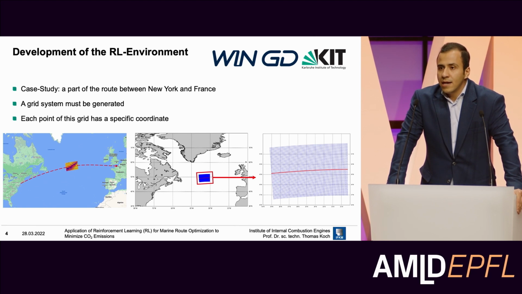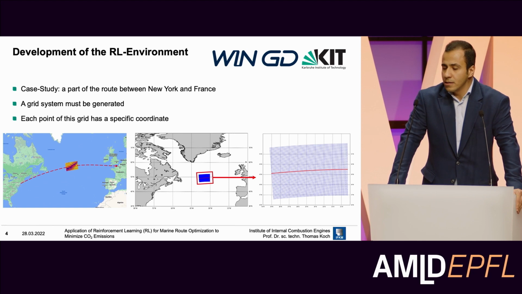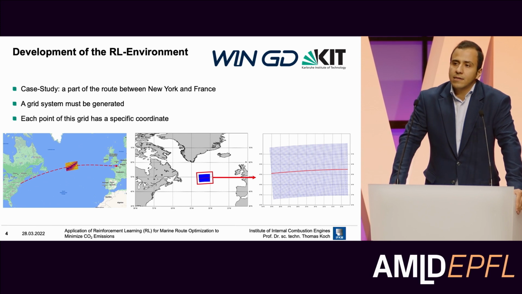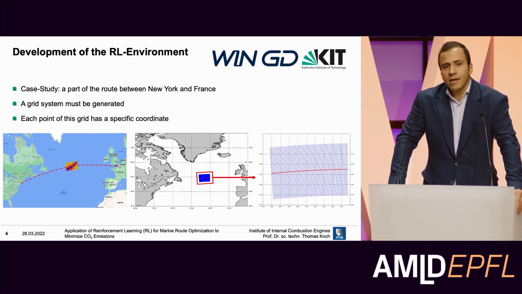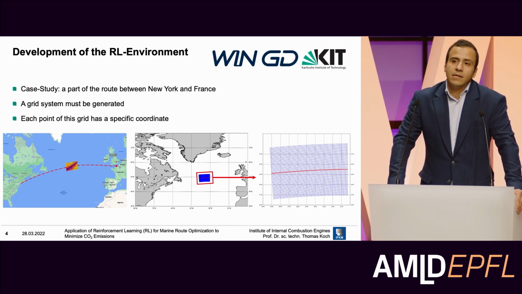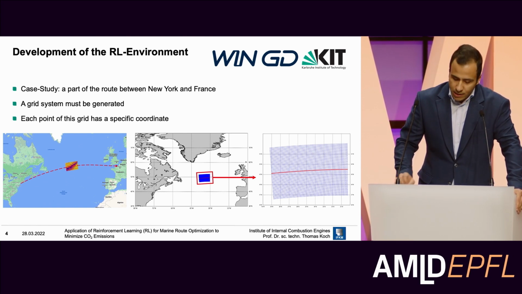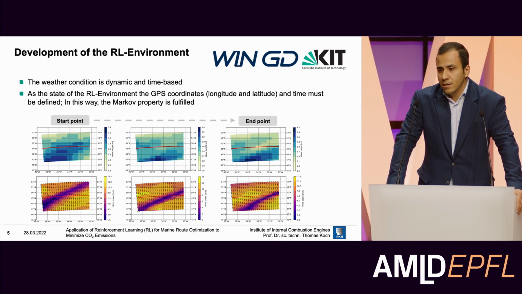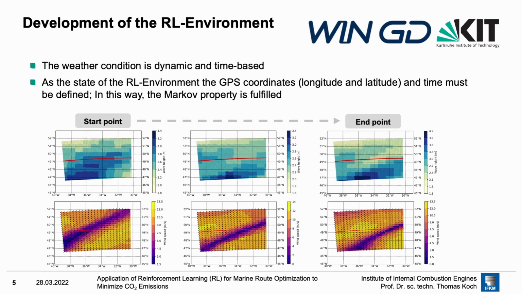And for the analyzed route, we had to generate the grid system that you can see in the pictures below. The grid system means that each point has specific GPS coordinates, and we also had to call the weather data through an API from the database. The weather data is also time-based and dynamic, which means that during the voyage it changes permanently.